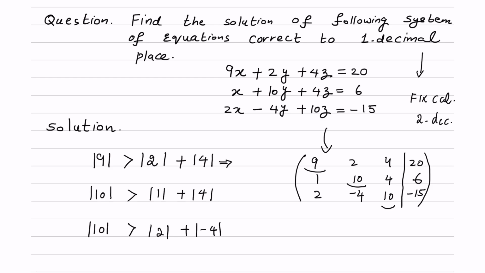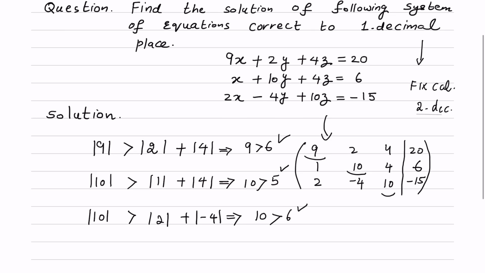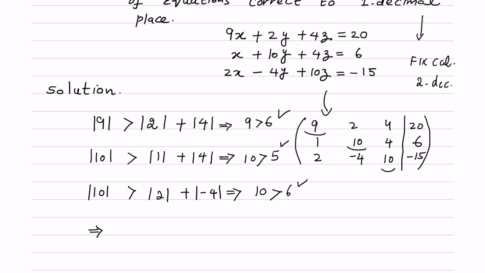The first inequality gives us 9 should be greater than 6, which is true. The next inequality gives 10 should be greater than 5, which is true. And the third inequality gives 10 should be greater than absolute 2, which is 2, plus absolute minus 4, which is 4, so greater than 6, which is also true. Since all these conditions are true, our system is diagonally dominant. So now we can start finding the solution by the Gauss Jacobi Iteration method.